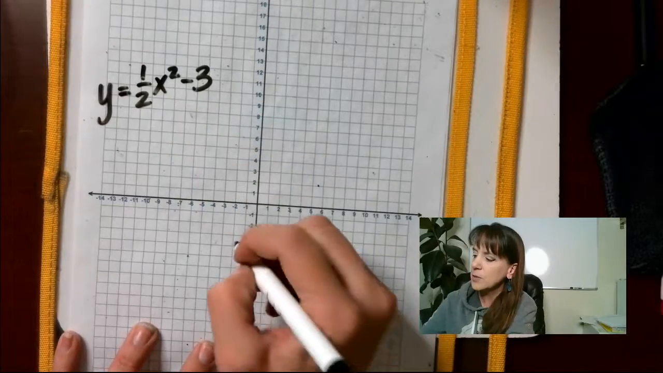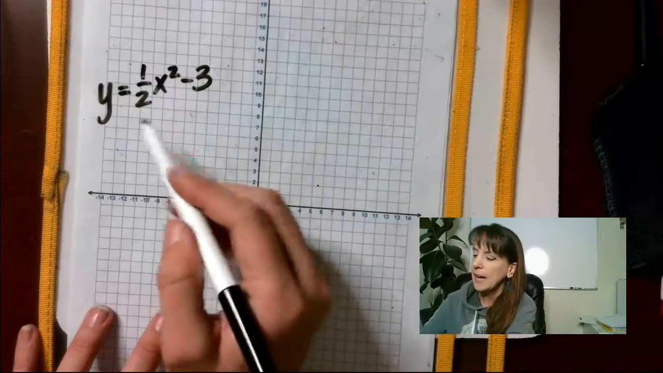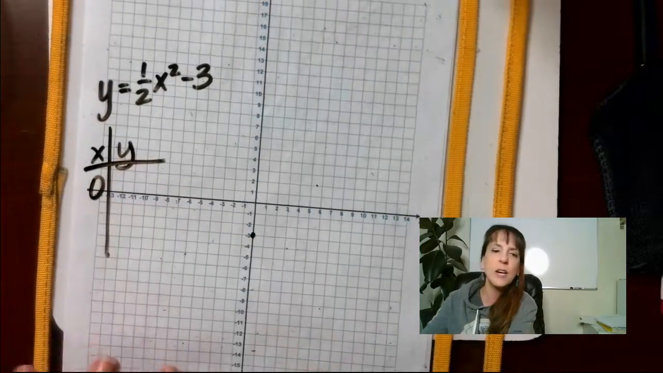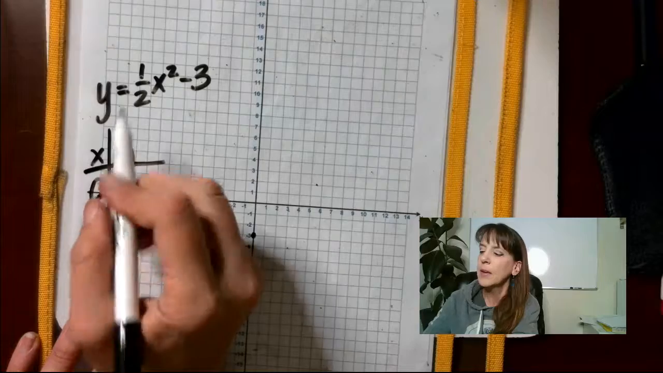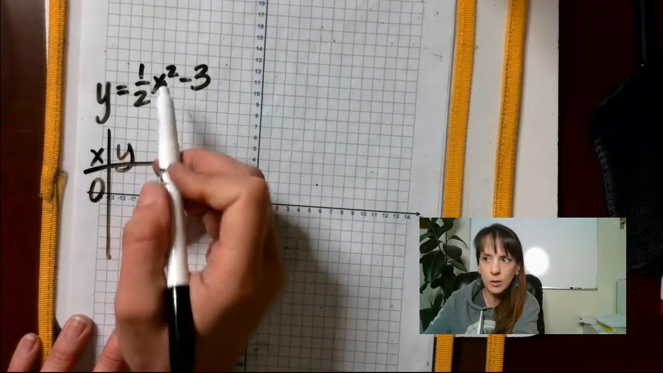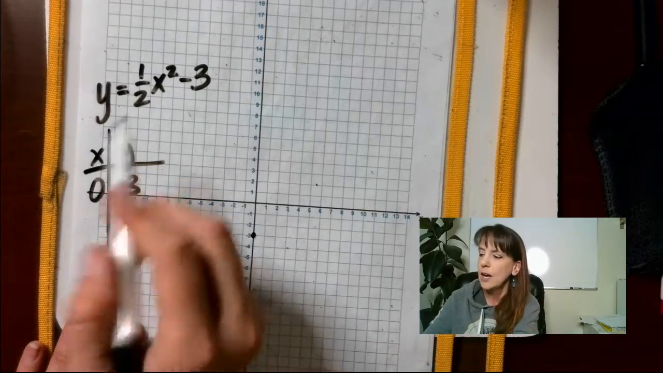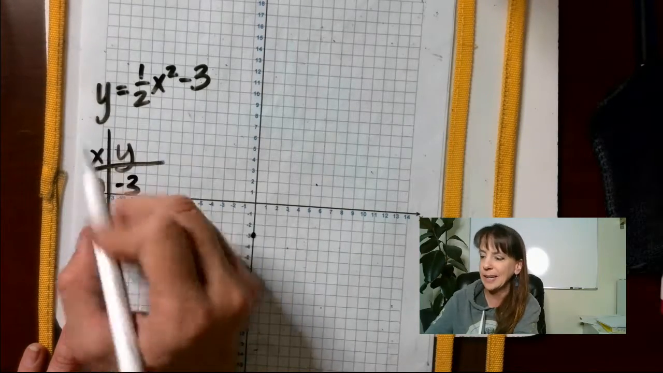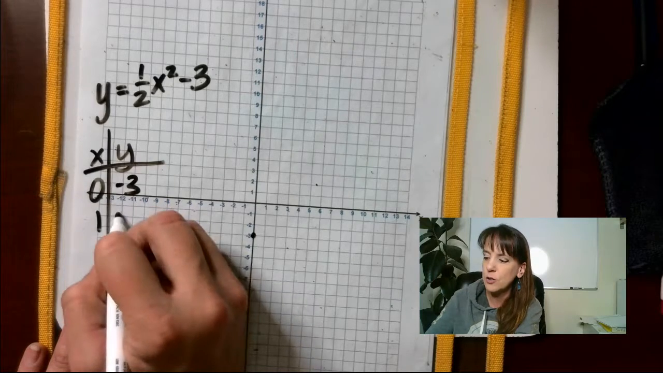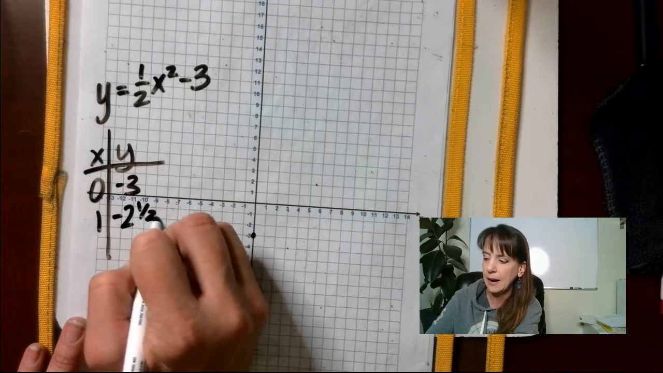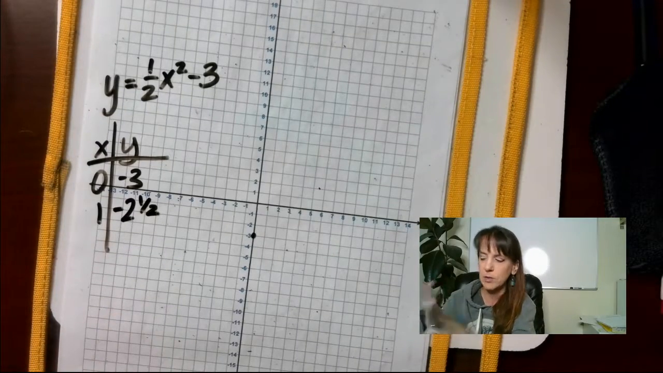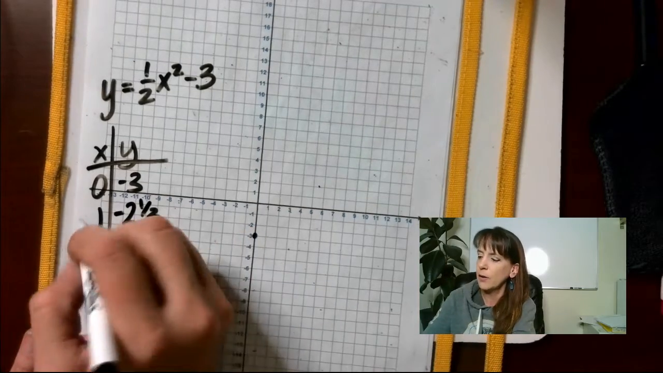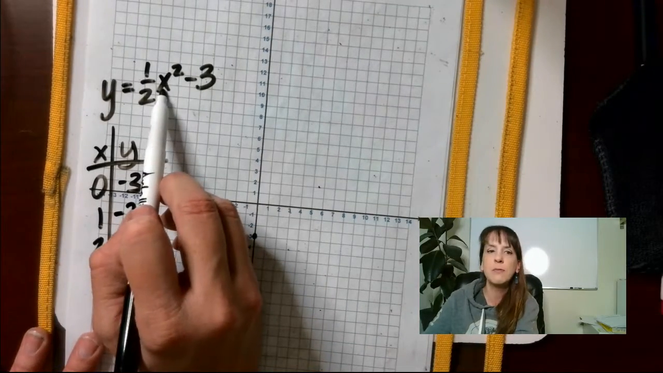Okay, so starting at this, we know it's going to start down here at -3. And I know this because if I do an XY chart, I always start with 0. And again, your XY chart can totally be out of order. It's not the end of the world. 0 here, anything times 0 is 0, right? So I get -3, all right? Well, if I do 1 here, I get 1/2 minus 3. That's going to be -2 and 1/2, right? Because I took 1/2 away from 3, so hopefully that's making sense without having to convert it all.